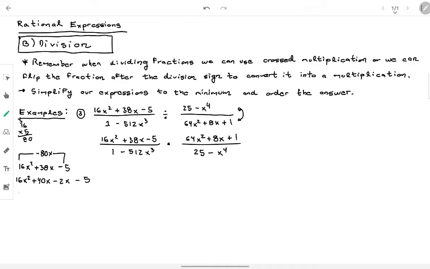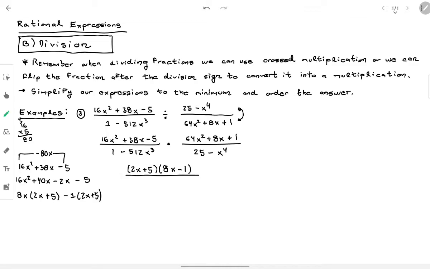So from the first one, we can take out an 8x, and it's going to be 2x plus 5. From the second group of terms, I can take out a minus 1, and it's going to be 2x plus 5. So our first expression will be 2x plus 5 that multiplies 8x minus 1.